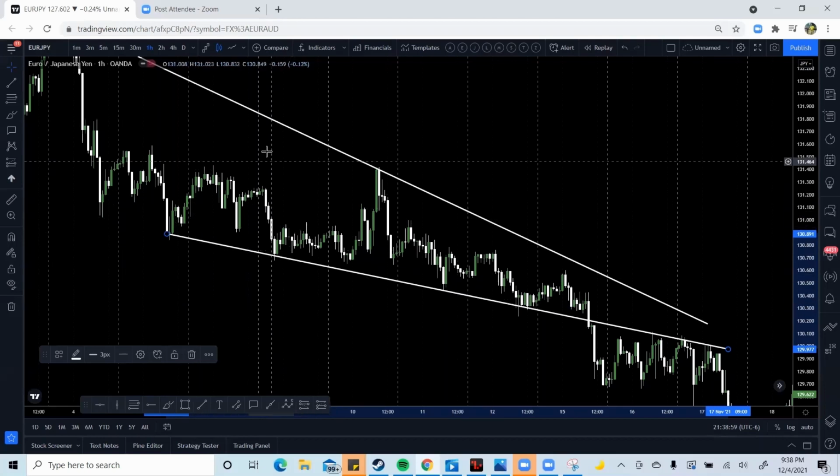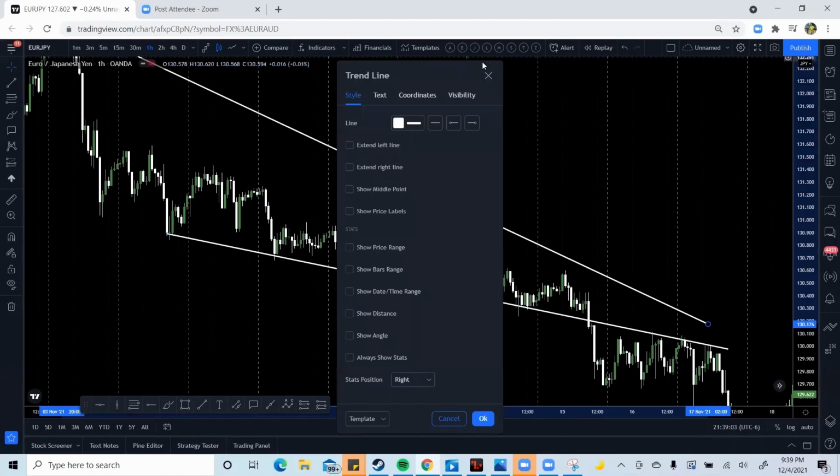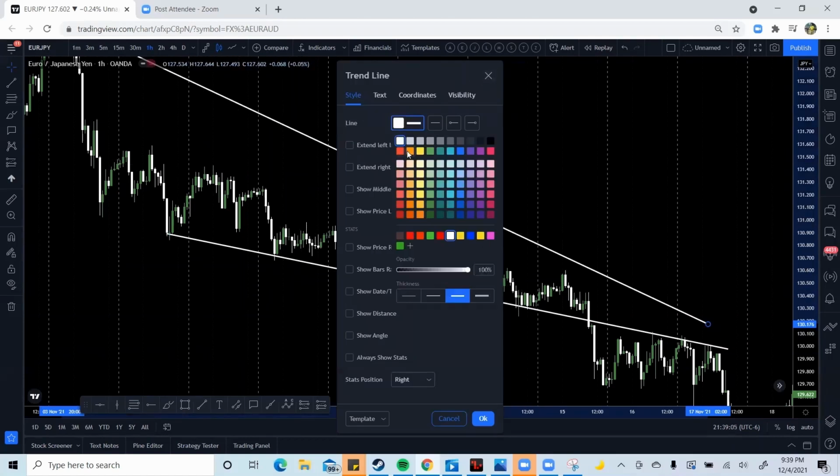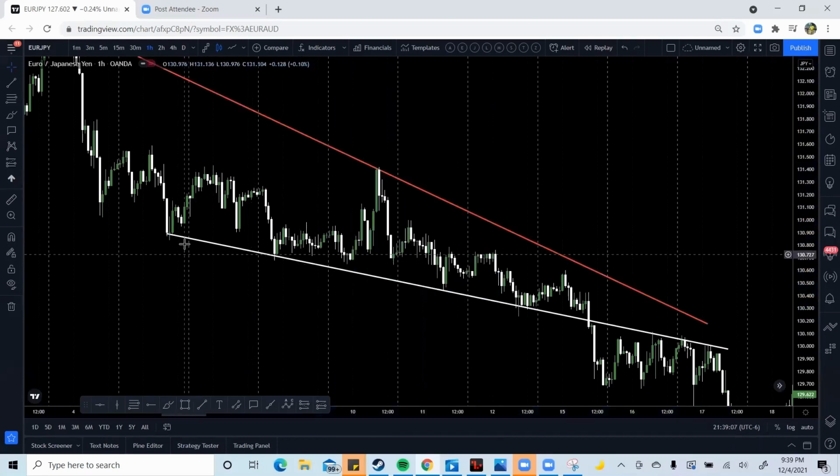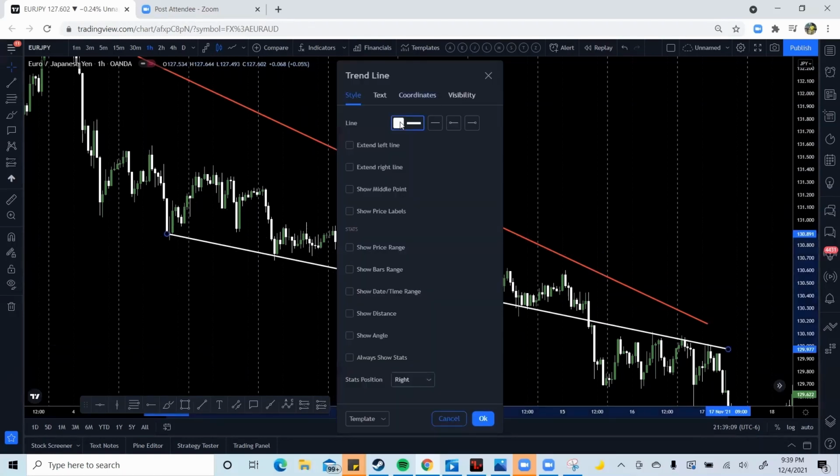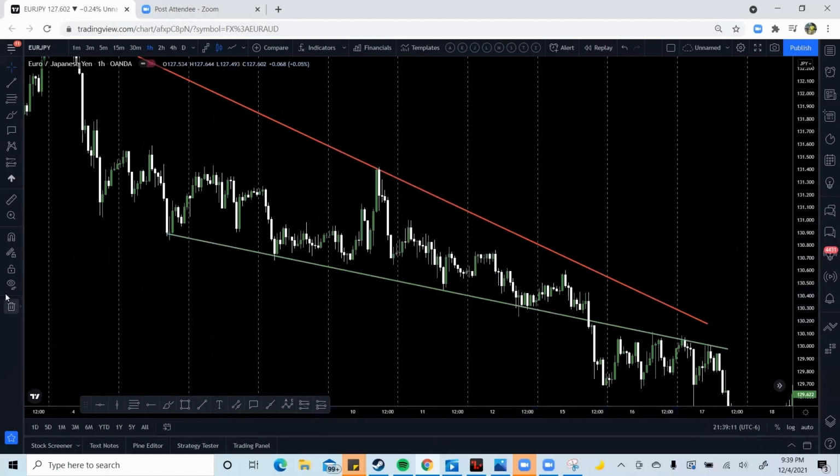But this is your area. This would be your resistance. We can change this color to red, your resistance, your ceilings. We can change this to green for support. So what you're looking for here on a downtrend, see how this is a downtrend? You're looking for resistance areas to find and to trade from.